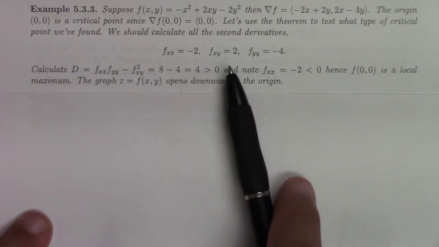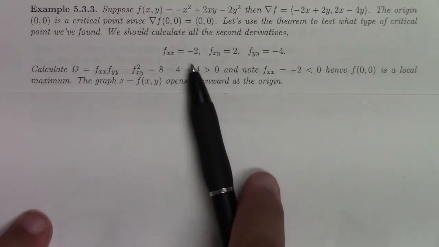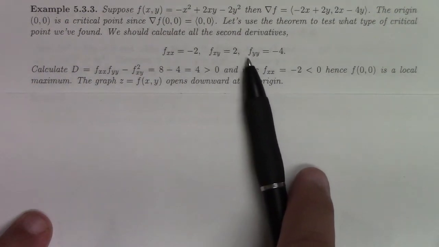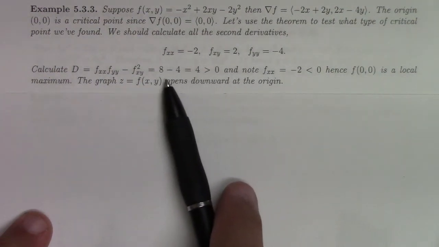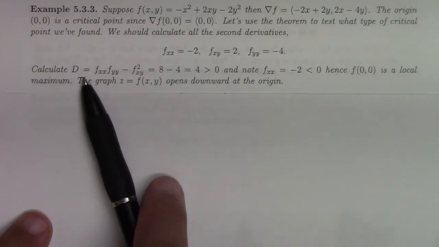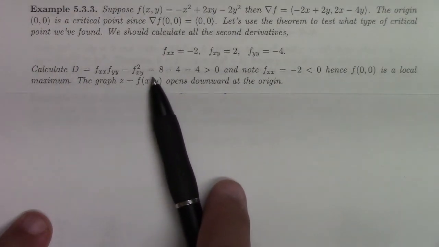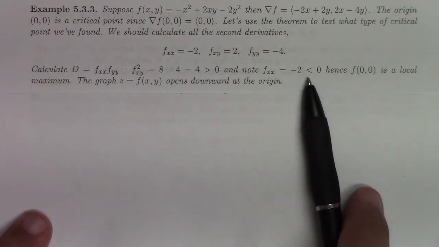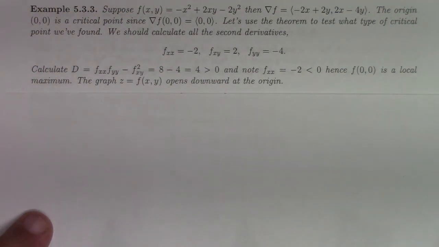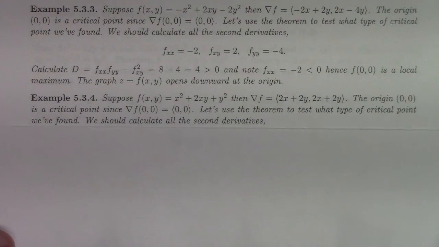These examples are kind of silly because we don't actually have to evaluate at the critical point, because the second derivatives are constant. So the evaluation's kind of stupid, but anyway, calculate my big D, it's positive, but this time xx is negative, therefore local maximum. That means z equals f of x,y opens downward at the origin.